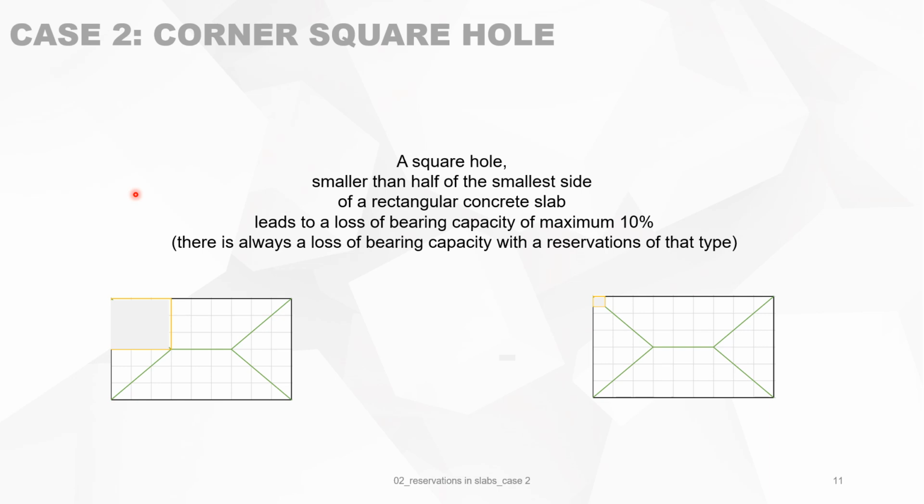Now, the basic conclusion is that a square hole smaller than half of the smallest side of a rectangular concrete slab leads to a loss of bearing capacity of a maximum of 10%. There is always a loss of bearing capacity with a reservation of that type from there until there.